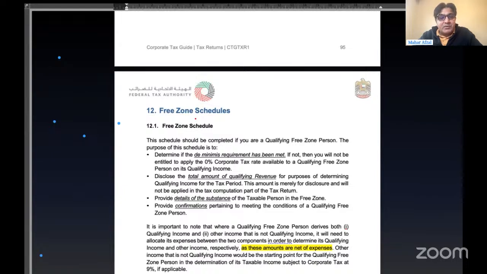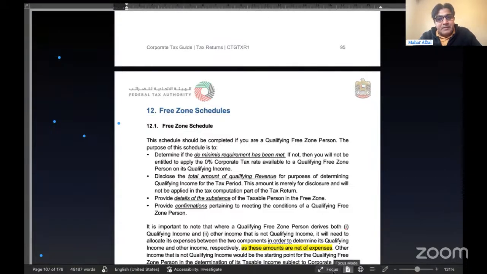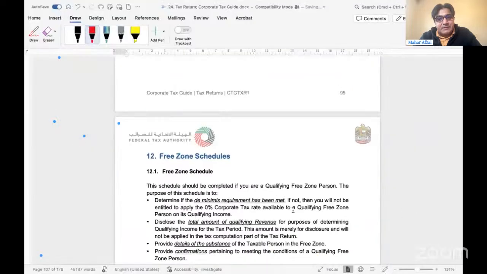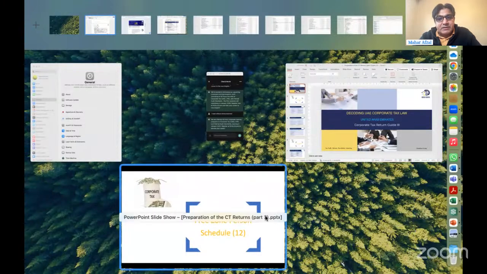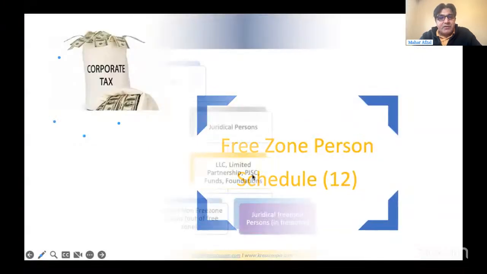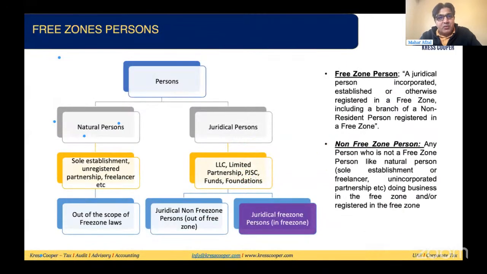And before going to the free zone person schedule, I will request you, let's go together through the summary of the free zone person. Then we would be in a better position to discuss these questions. So what is the free zone person? A free zone person is a qualifying free zone person.